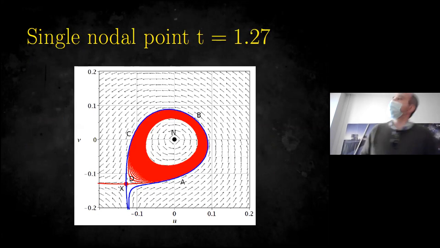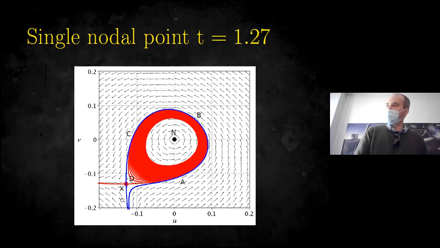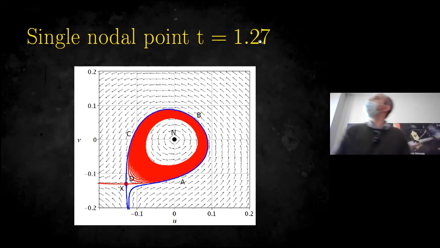So, from now on, there are only figures. We see here the case of a wave function with only a single nodal point, and I have drawn here the invariant curves of the X point corresponding to this nodal point at t equals 1.27.